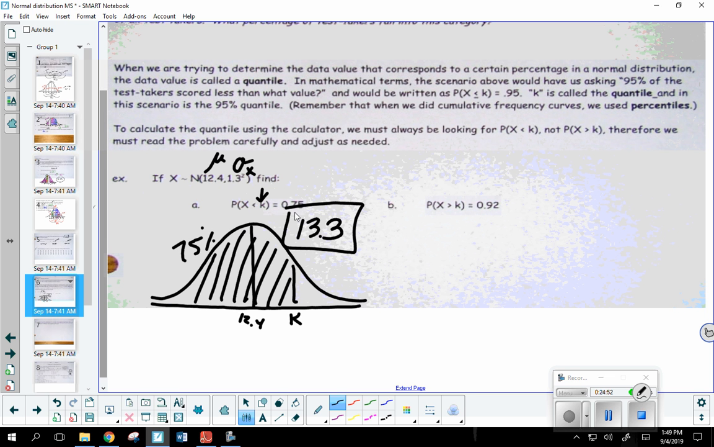Okay. The calculator can only handle less than. Do you notice anything about B? It's greater than. Okay. So if you're given the percentage and you're trying to work backwards to find an element from the data set, you have to do a couple of things. Because it says X is greater than K, I'm going to rewrite this, the probability of X less than K. Okay, you can only look less than, but you have to take 1 and subtract the percentage you have.